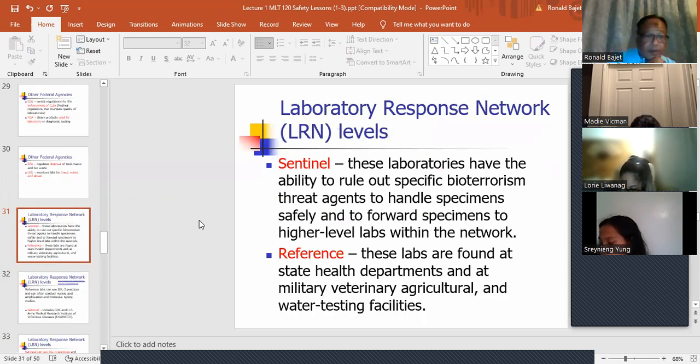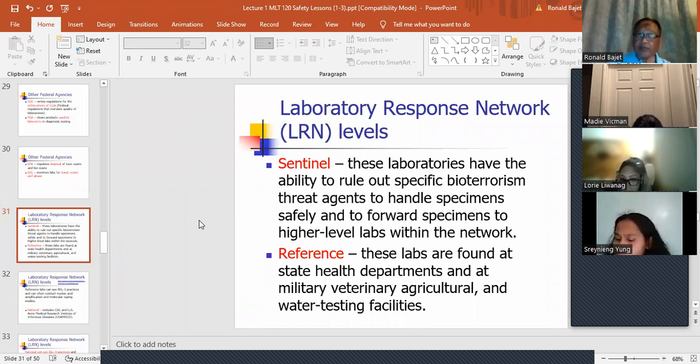Okay, the Laboratory Response Network. There are three levels. The lowest level is the Sentinel level. These laboratories have the ability to rule out bioterrorist threat organisms. So it's a low-level detection of bioterrorist organisms. You can detect it if you have a suspicion that it may be anthrax or it may be brucella, then you need to forward it on to the next higher level.